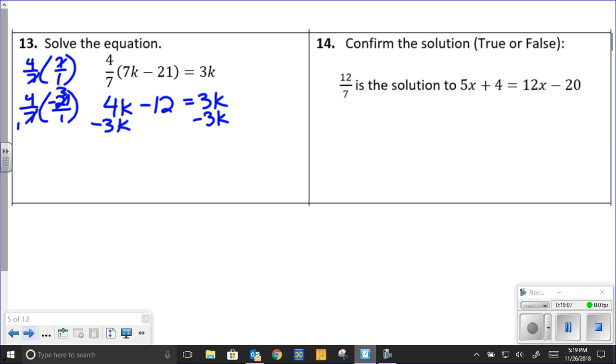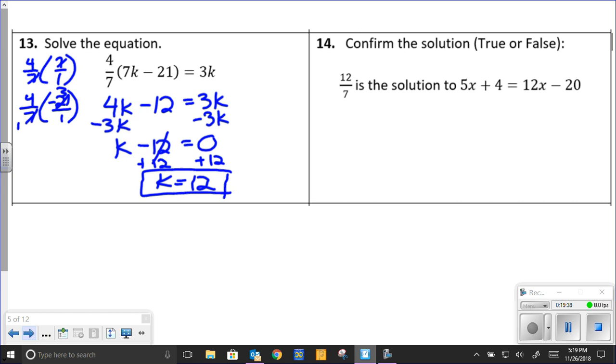Okay, 4 minus 3k is just k, because it's 1k, I just need k. Minus 12. Now we got to remember, 3k minus 3k is equal to 0. I do need my 0 there. Usually I don't put a 0, but I need to have something on that right side, because I now need to get rid of my -12. So I'm going to add 12 now to both sides, and I have k is equal to 12, and that's my answer for that. Remember, you're going to plug it back in, and you're going to make sure that it works.